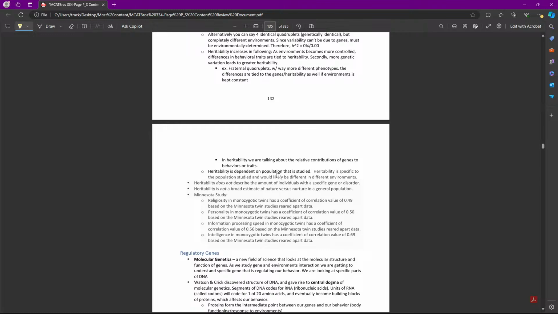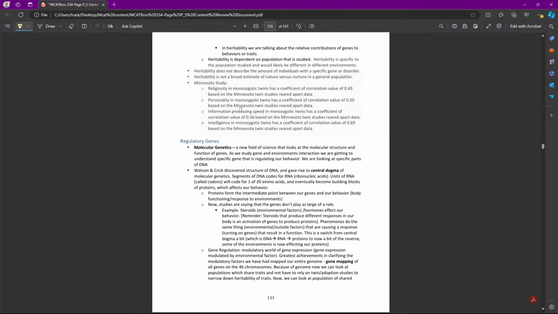Heritability is dependent on the population that's studied. Heritability is specific to the population studied and would likely be different in different environments. Heritability does not describe the amount of an individual's gene or disorder. It does not broadly estimate nature versus nurture in a general population.